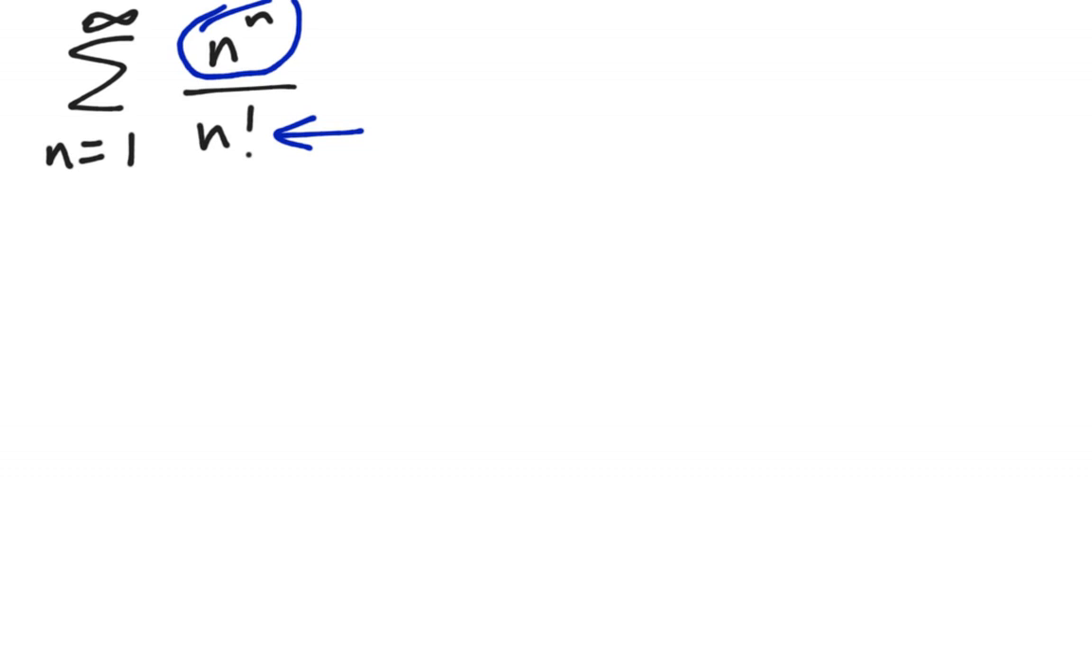and whether or not it can beat out n factorial as the fastest function we know. So clearly we have no idea how to do this, so let's use the ratio test. Because oftentimes if you have a factorial, that is a clue that you probably want to use the ratio test. So let's try it.